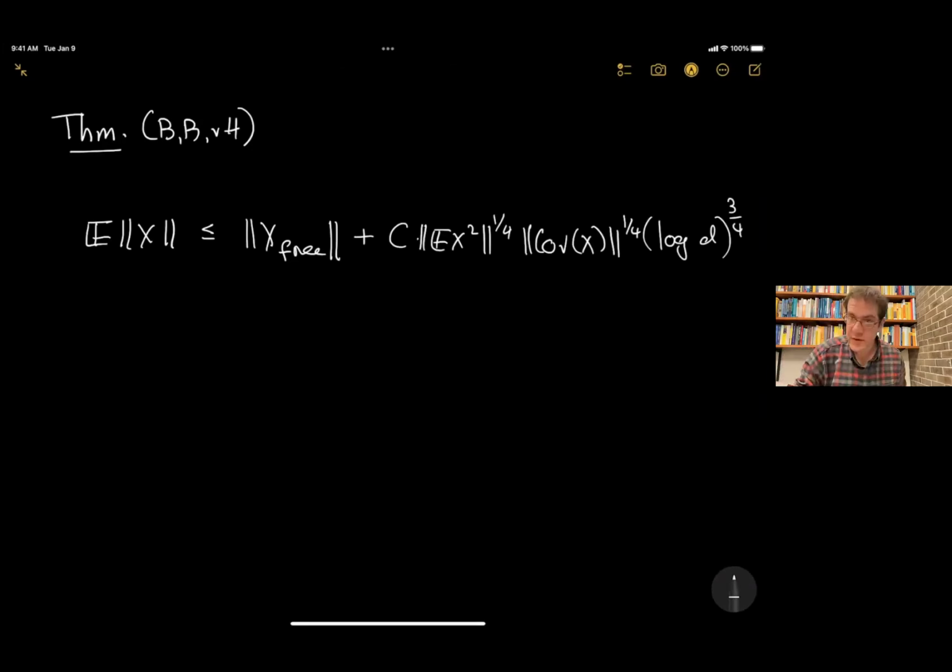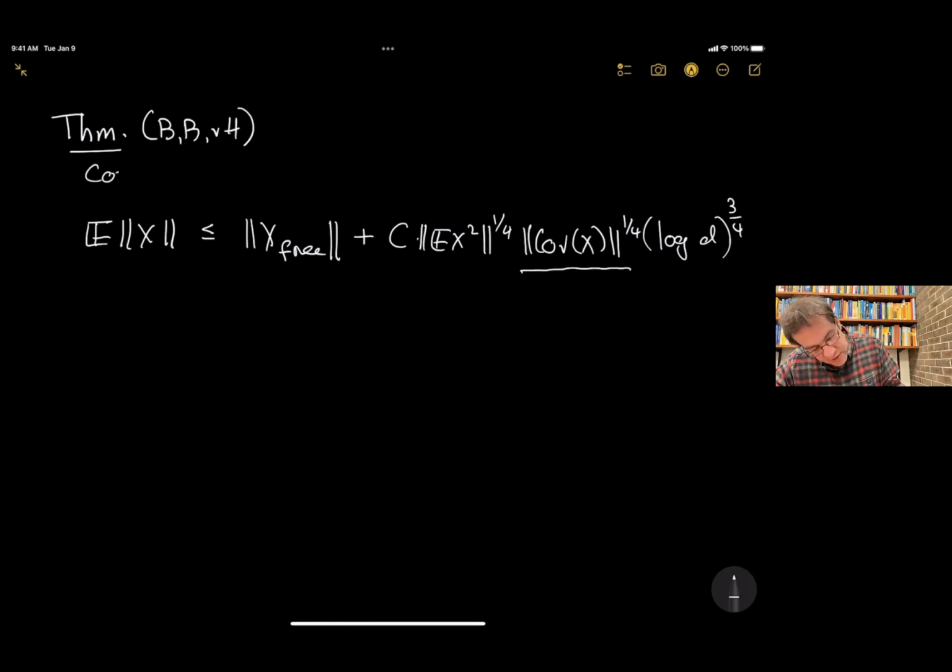Here it is. So you see, we know that there should be a power of log D somewhere in this inequality, because if we were to plug in a diagonal matrix, then X free would not describe the behavior of X. We already saw that in an example. So we know that somewhere there has to be a log D in this inequality. But in this inequality, there is a new parameter, which is the norm of the covariance matrix of X.